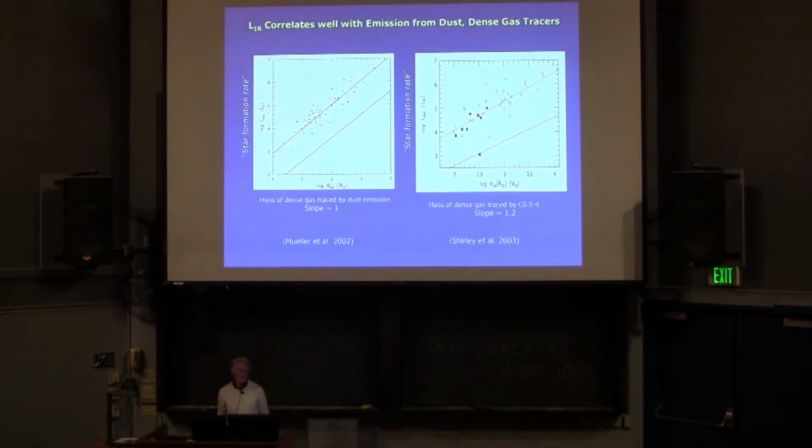And the infrared luminosity correlates pretty well with the emission from dust at long wavelengths, which is measuring the mass, or with dense gas tracers. These are a couple of different things. You get slopes sort of around 1. So the star formation rate, if you can believe that, is more or less correlated with the mass of dense gas with a more or less linear slope.